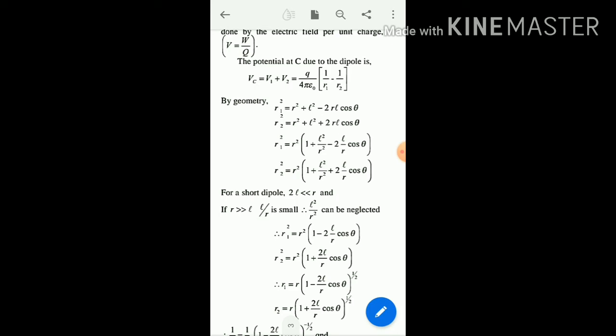And similarly, R2 square equal to R square taken common outside the bracket, and in the bracket we can write 1 plus L square upon R square plus 2 into L upon R cos theta. So in this way, we can simplify the values of R1 square and R2 square.